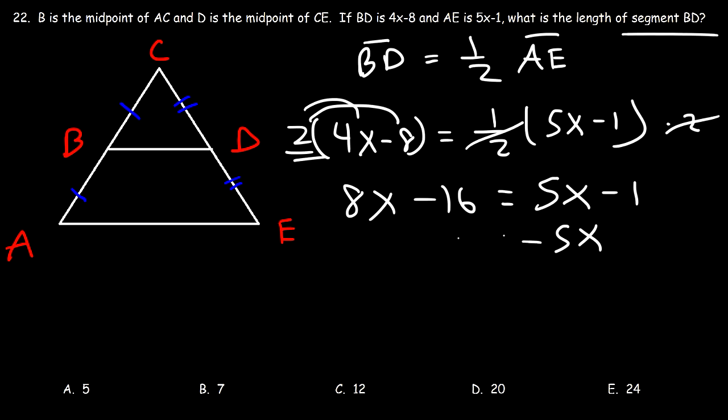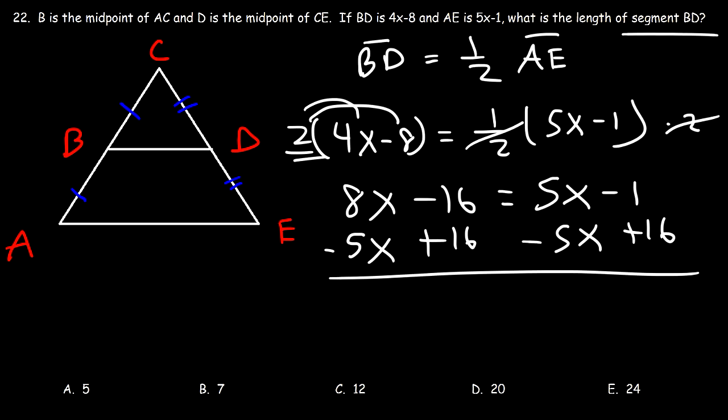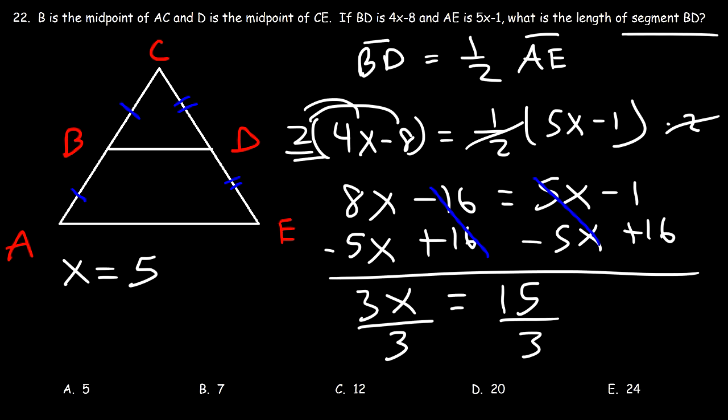Now let's subtract both sides by 5x. And let's add 16 on both sides. 8x minus 5x is 3x. Negative 1 plus 16 is 15. Now let's divide both sides by 3. 15 divided by 3 is 5. So x is equal to 5.